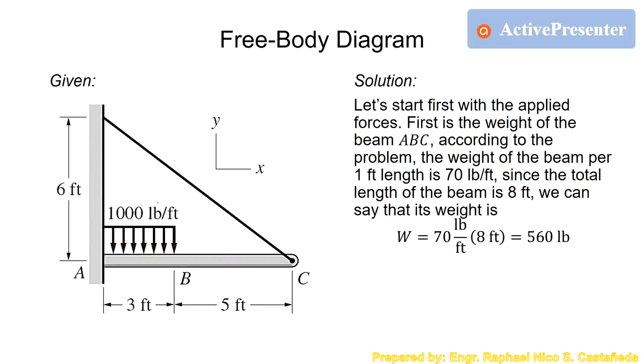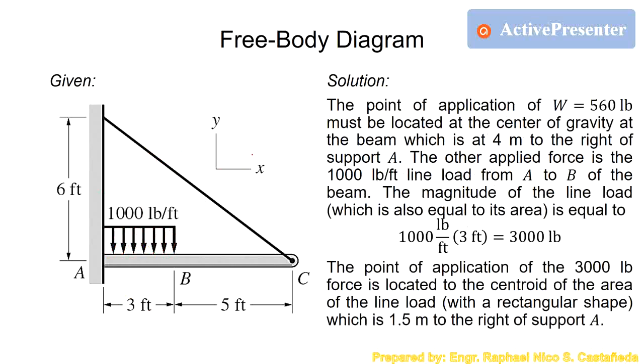Then for the distributed load, we get its resultant. Its resultant acts at the center, which is 1.5 feet because it is 3 feet. The resultant is the area, from our previous discussion on distributed loads. So that is 1,000 pounds per foot times 3 feet. So we will get 3,000 pounds.